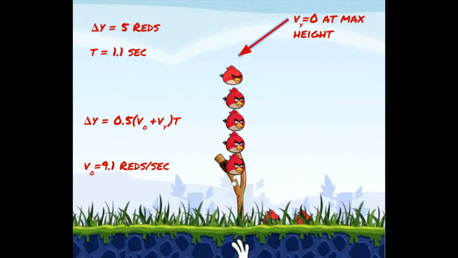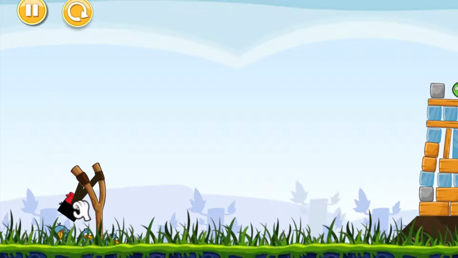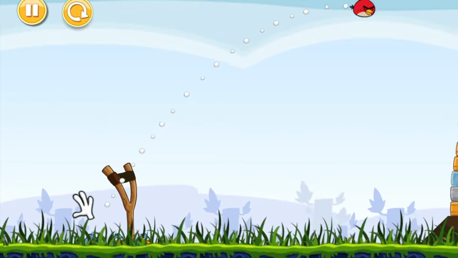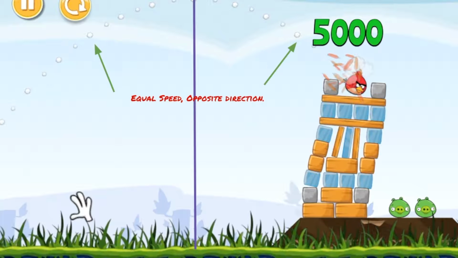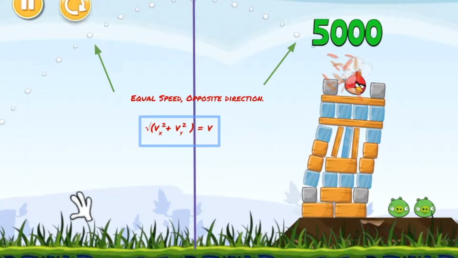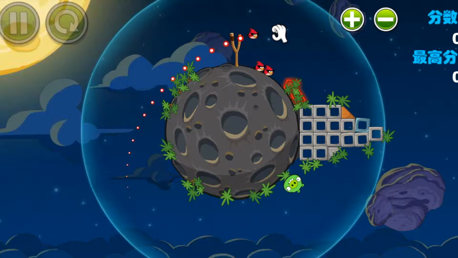Now that we have examined motion in both the x and y directions, we can bring them together to fully analyze the bird's motion. Because the bird follows a parabolic path, we can say that the motion as a whole is symmetrical about the highest point. And given 2 points equidistant from this axis, we could say they have equal speed in opposite directions. If you have both horizontal and vertical velocity, you can use the Pythagorean theorem to find velocity.